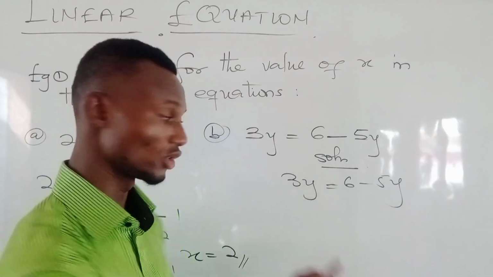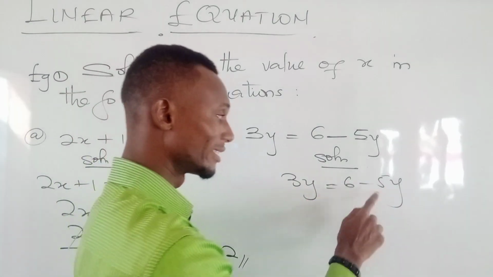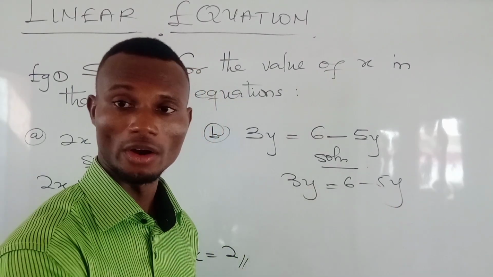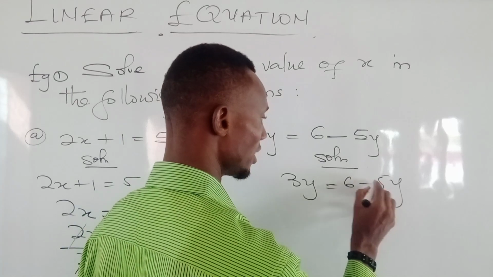First, you group like terms. You can see that there's y here, and there's y also here. This is 3y, this is minus 5y. So we group all the y terms to one side. That's the first step: you first group the like terms.